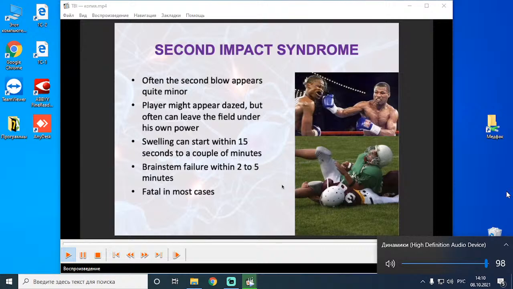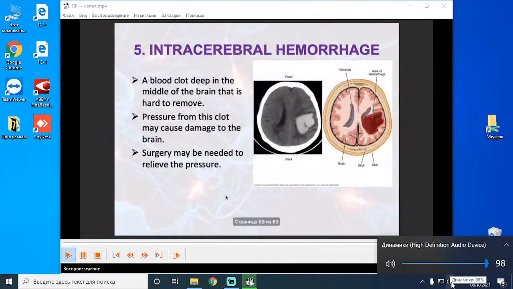Another boxer's case is the most common example of second impact syndrome. Intracerebral hemorrhage, a blood clot deep in the middle of the brain that is hard to remove. Pressure from this clot may cause damage to the brain. Surgery may be needed to relieve the pressure. Here you can see it. Intracerebral hemorrhage.